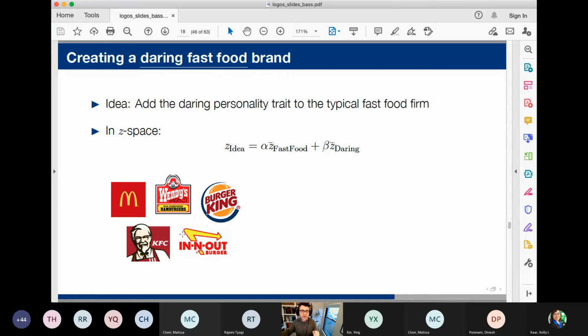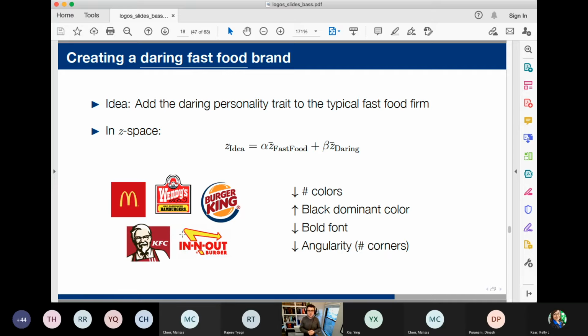Then we added to that a representation corresponding to the most daring firms in the data. And the model suggests to us how the logo should change if we wanted to make these fast food firms more daring. We should, for instance, lower the number of colors, increase maybe the likelihood of having black in the logo, lower the amount of boldness that we're using, and lower the number of corners, the angularity of that logo. So it's pretty cool from a brainstorming perspective.